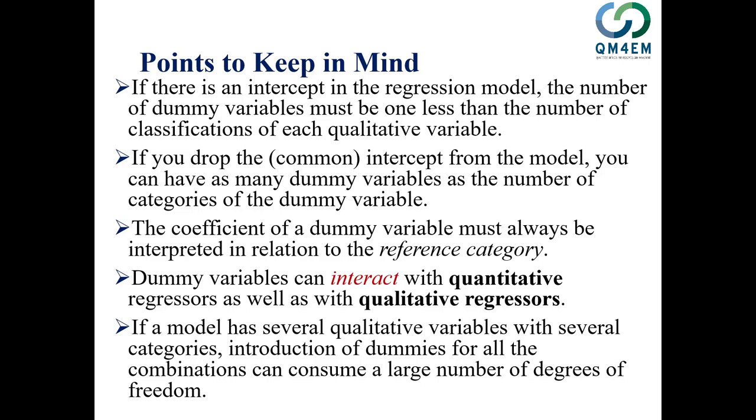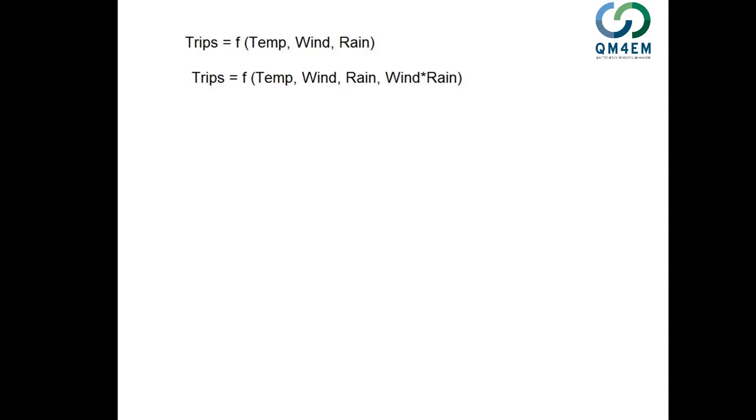Sir, when we use 1 and 0 for dummy variables in their association with quantitative variables, or will we use their actual values? You can create an interaction variable with dummies, both being dummy. You can create one explanatory variable being quantitative, the other qualitative. You can have both quantitative. So interaction could be created from any variables.